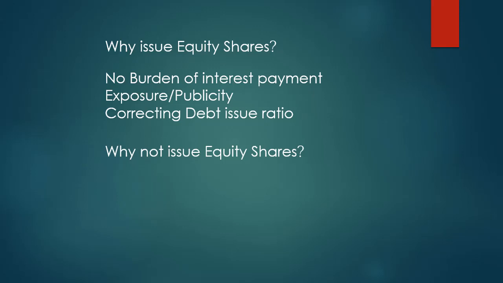Now let's talk about the disadvantages of making a public issue. Why not issue equity shares? The first disadvantage is that it leads to a dilution in the ownership. Many entrepreneurs want to exercise absolute control over their business. They do not like interference of outsiders in the decision making. When a company makes a public issue, it has to make several decisions with the consent of the shareholders.